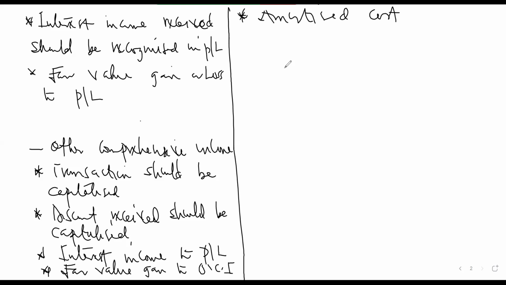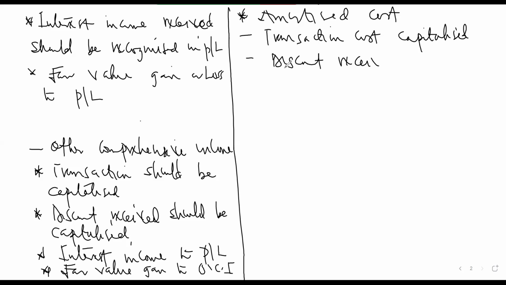So for the amortized cost, we have our transaction cost capitalized. Then our discounts received should also be capitalized, because this will all be for the long term. The transaction cost is for an instrument that is going to last for maybe 5 years or 6 years. You can't expense it. The transaction cost should be spread over the life of the instrument. So the discount is the same. The discount should also be recognized over the life of the instrument. That's why we are capitalizing them.